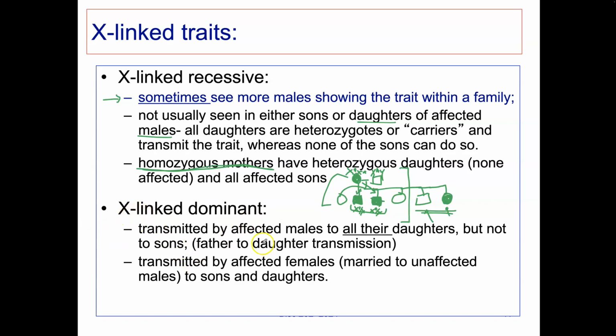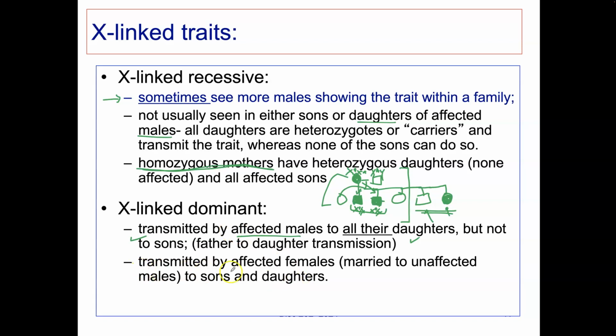In the case of X-linked dominant, one of the key things is males who have the condition transmit it to all their daughters. So all the daughters have to have it and none of the sons, right? That's because males only have one X, and all their daughters are going to get that X, so they're going to all get the condition. But if the mother isn't affected, the sons will not be affected, right? They don't get their X chromosome from their father; they get it from their mother.